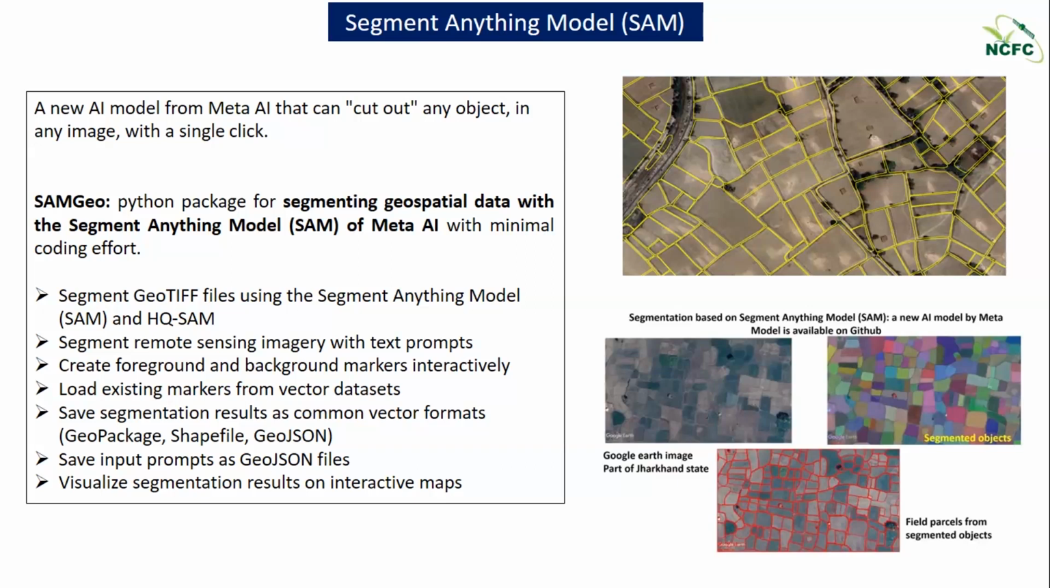So suppose you run a segmentation model on a 10-meter image, maybe you will get a good result in Punjab because the field sizes are big. But if you run it on Jharkhand or West Bengal, those kinds of areas, maybe you'll not be able to resolve the parcel. So it can be run on any image, but it depends on the resolution. You need a very good resolution.